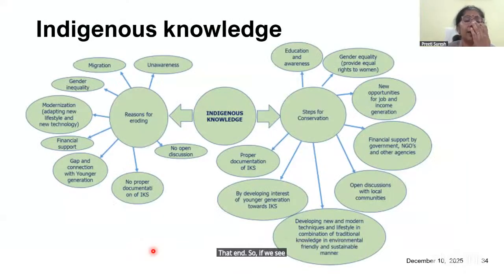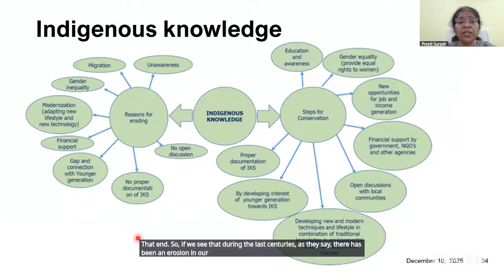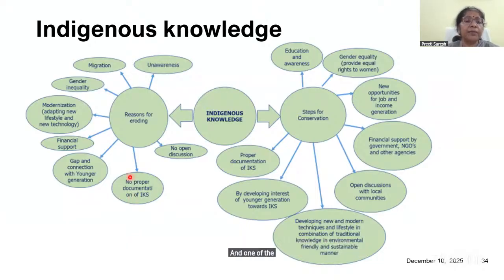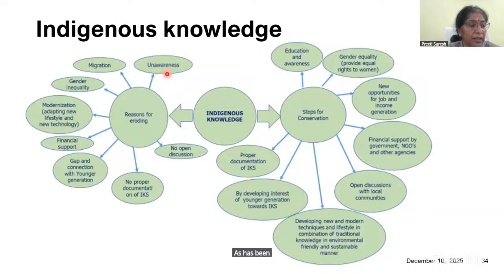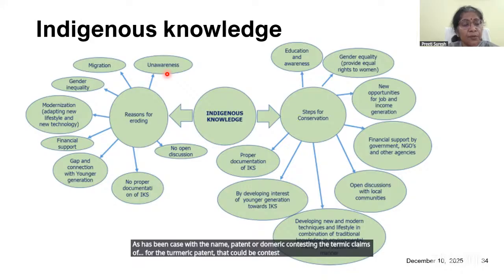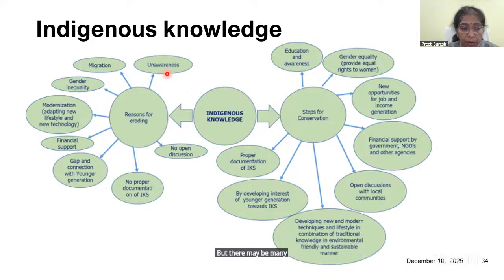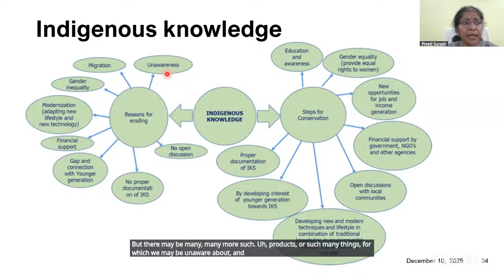So if we see that during the last centuries, as they say, there has been an erosion in our indigenous knowledge. And one of the main reasons for this is that we ourselves are unaware about it, as has been the case with the neem patent or turmeric. The turmeric patent claims could be contested because we were aware about it. But there may be many, many more such products or things that we may be unaware about, and this can be a severe loss to our intellectual property rights as well.